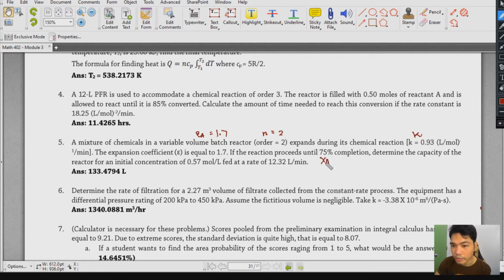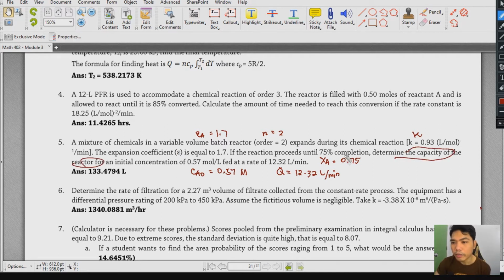So this is your XA. And then determine the capacity of the reactor for an initial concentration of, so this is your initial concentration, okay, so CaO is equal to 0.57 moles. So this is the rate of the flow rate. We could just designate this as your Q na lang natin siya, 12.32 liters per minute.